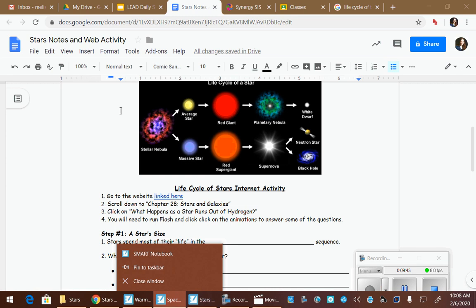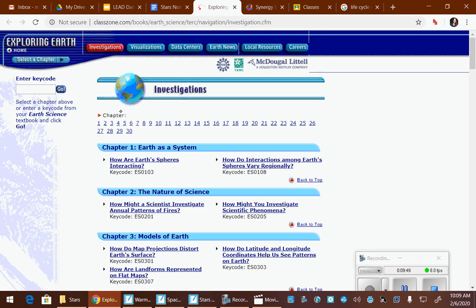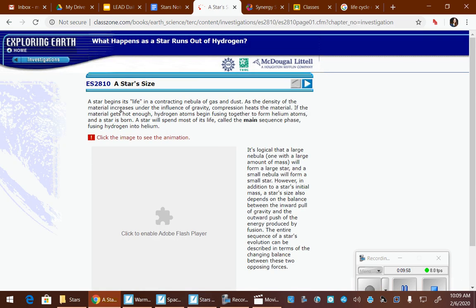If you take a look here, it says go to the website linked here. So you'll go to that website, but I want to explain a couple of things. It says go to chapter 28, so if you look up here on the top, it says chapter 28. And then it says what happens as a star runs out of hydrogen. You are going to click on that.